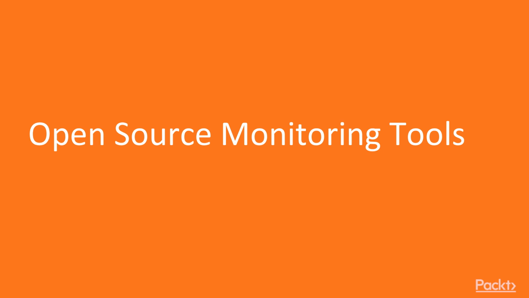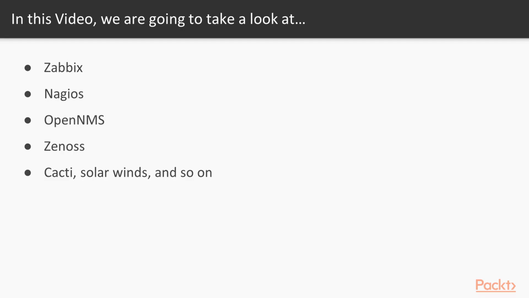So our first video covers the open source monitoring tools. There are a lot of open source monitoring tools like Zabbix, Nagios, OpenNMS, Xenos, Cacti, SolarWinds, and many more. But in this section we will be looking into Zabbix for its simplicity and its scalability.